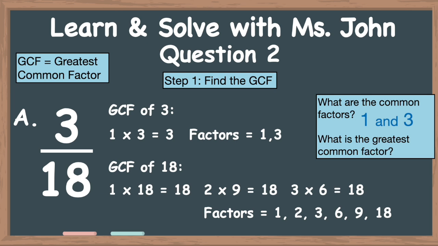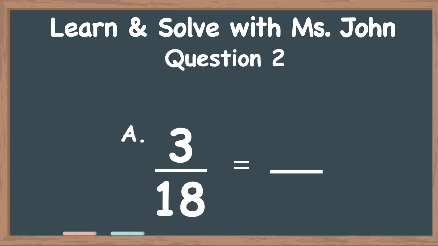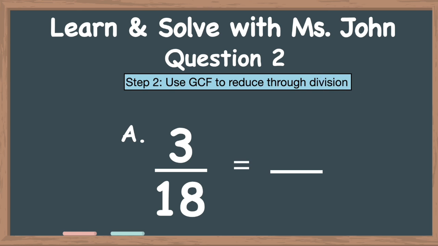And now we got to find the greatest common factor. So the greatest common factor is 3. So the highest number out of 1 and 3 is 3. Therefore, we're going to go to step number 2. So that's going to use the GCF through division. So again, the GCF of 3 and 18 is 3.